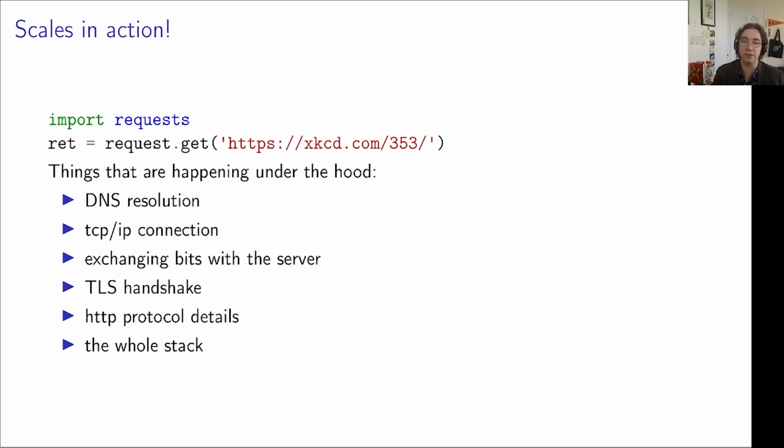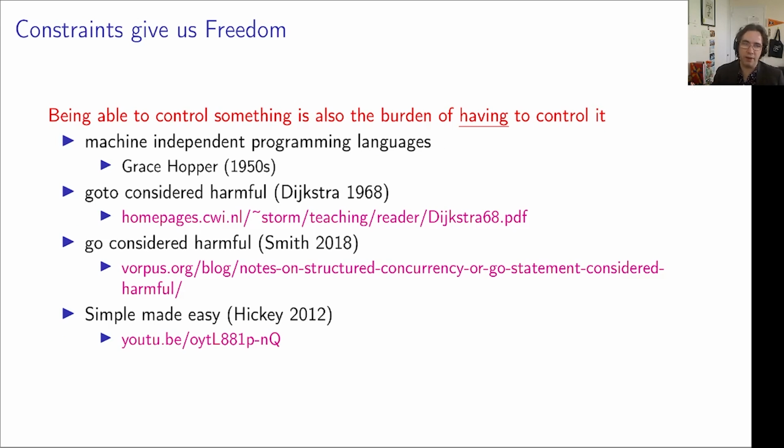And these details are super important. If any of these things didn't work right, I wouldn't get my web page. But from my point of view as the user, I don't have to worry about them because they're averaged over and hidden from me. And this leads us to another key idea that's come up again and again in computer science: constraints are one of the things that give us freedom and power. Because the ability to control something can very quickly turn into the burden of having to control it.